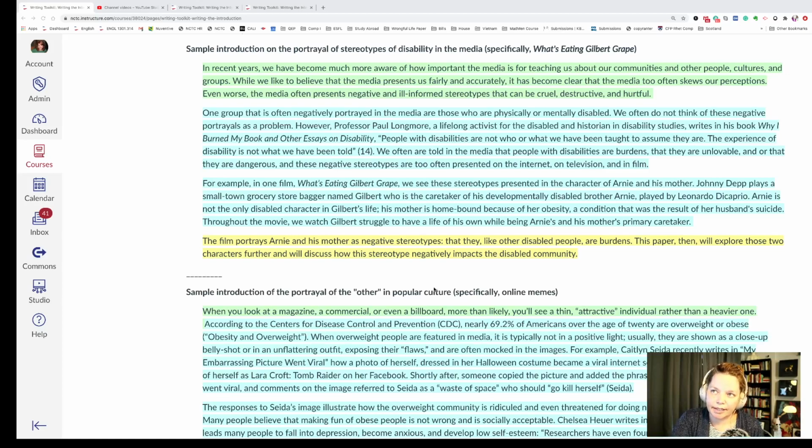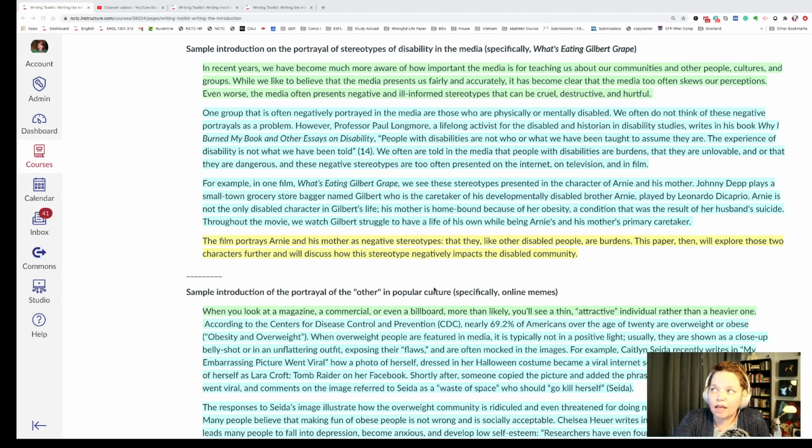So in recent years, we have become much more aware of how important the media is when teaching us about our communities and other people, cultures, and groups. While we like to believe that the media presents us fairly and accurately, it has become clear that the media too often skews our perceptions. Even worse, the media often presents negative and ill-informed stereotypes that can be cruel, destructive, and harmful. One group that is often negatively portrayed in the media are those who are physically or mentally disabled.